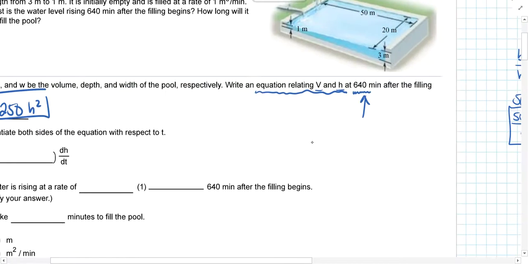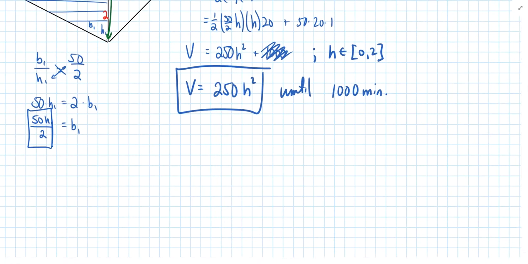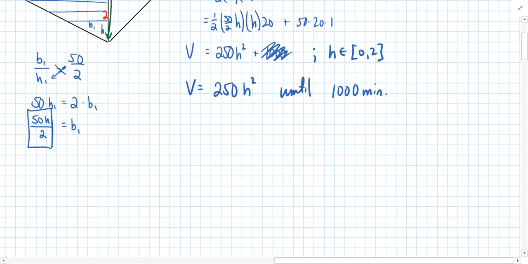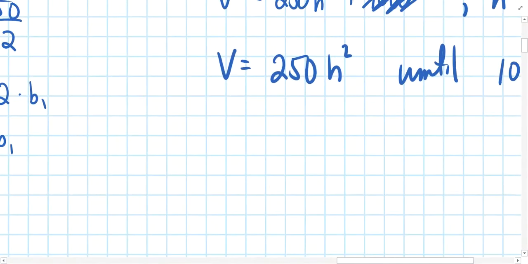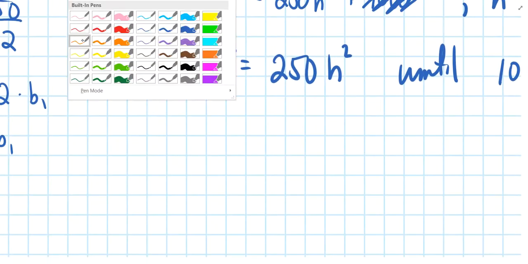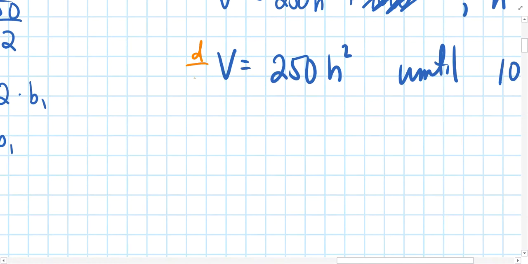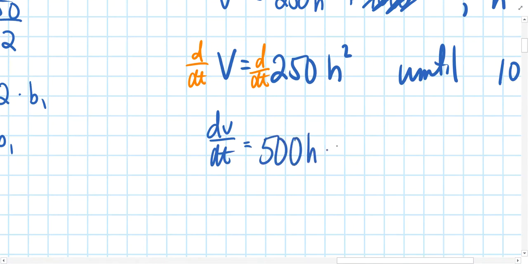Additionally, that makes our next step a little bit easier, because if we have to differentiate this formula with respect to time, that becomes a bit easier to do. So if we apply our derivative with respect to time on both sides of the equation, what we end up with is dV/dt is equal to 500h times dh/dt.